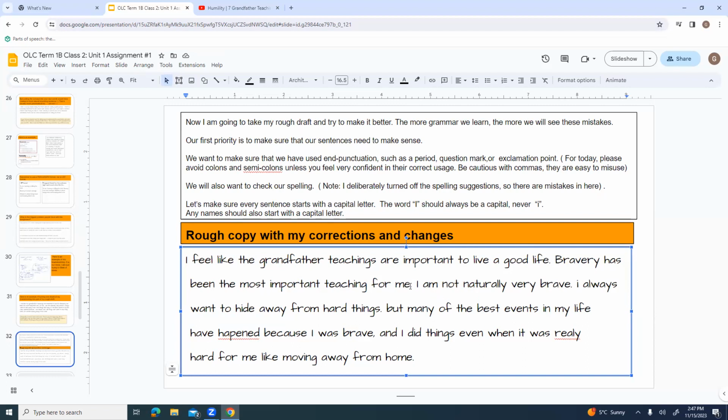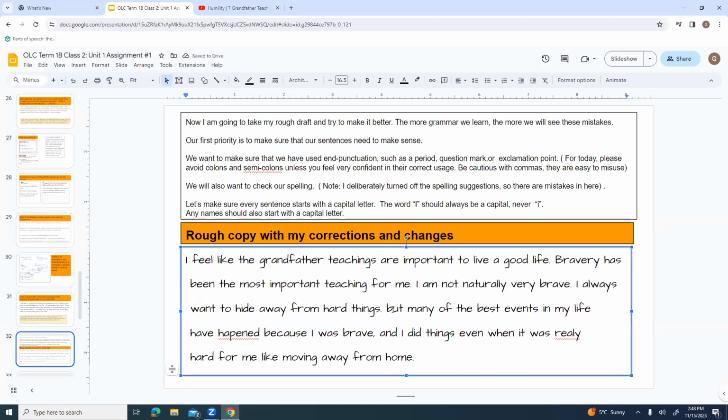Okay. I've got a comma here, and there's a problem with this because what I've done is I've put two sentences together using a comma, which is called a comma splice error. I've got to use a period at the end of a sentence. I am not naturally very brave. I always want to hide away from hard things. Okay, well, first of all, I needs to be a capital. I always want to hide away from hard things, period.